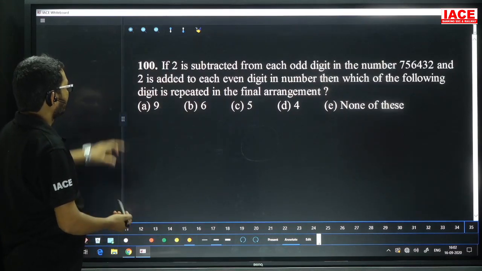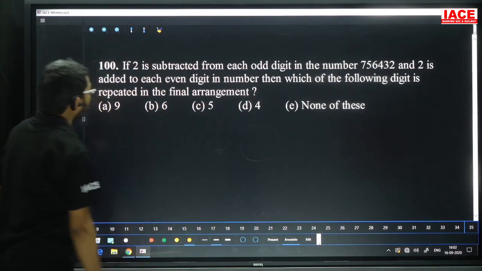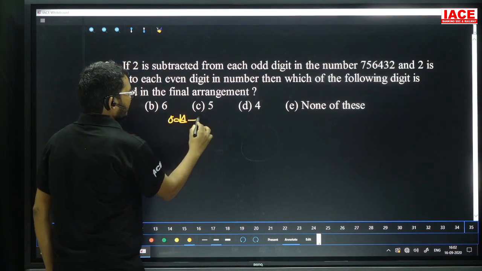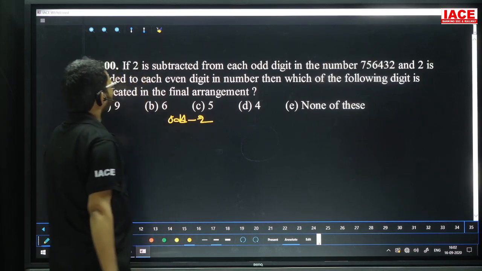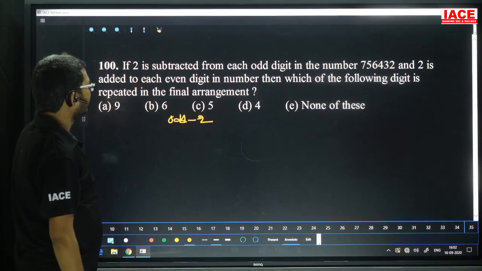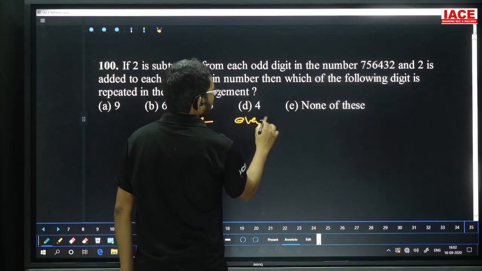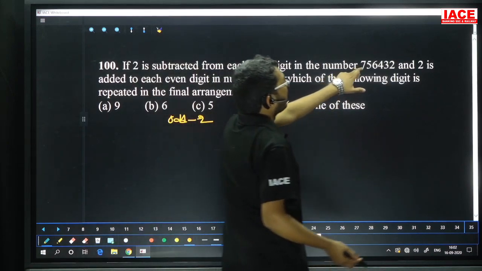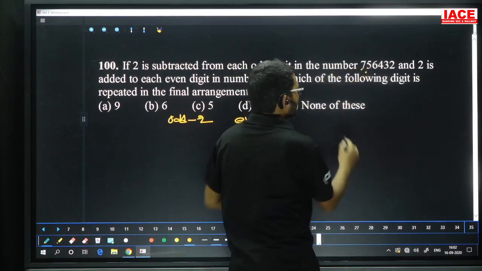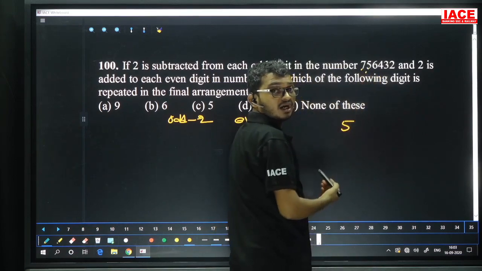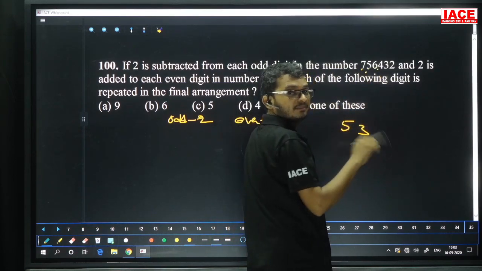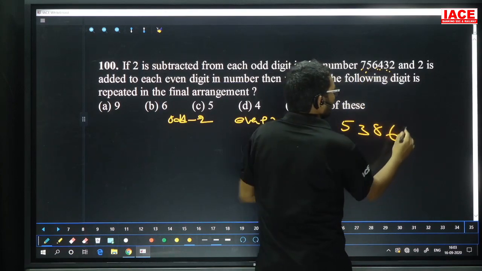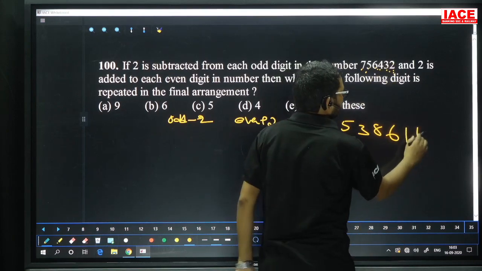Question number 100. If 2 is subtracted from each odd digit and 2 is added to each even digit. Odd means minus 2, even means plus 2. First one is odd, so minus 2: 5 minus 2 is 3. 6 even plus 2 is 8. 4 even plus 2 is 6. 3 odd minus 2 is 1. 2 even plus 2 is 4.